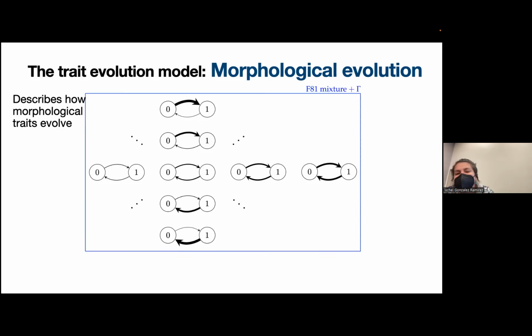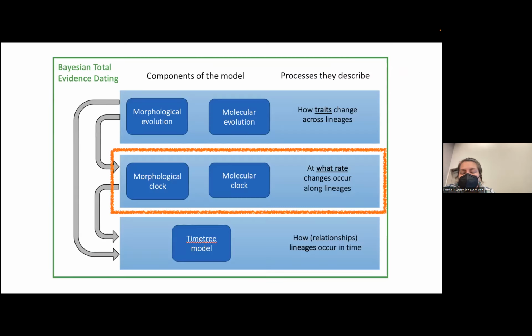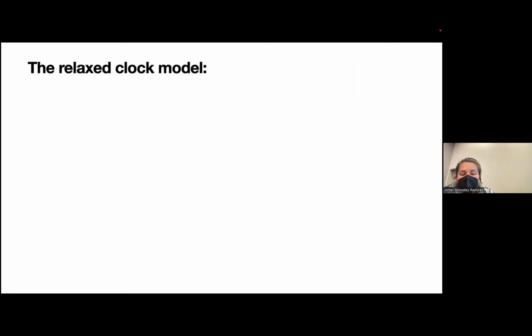We can keep making this more complicated, but again, everything is a function of how much time I have, how much data I have, and how complex I want to make this. Let's move quickly to the clock models. We finished with the evolution models, so trait evolution, how traits change. Now I want to describe at what pace they change.